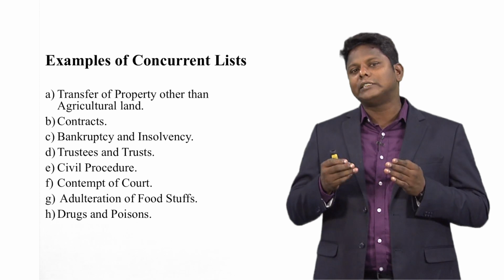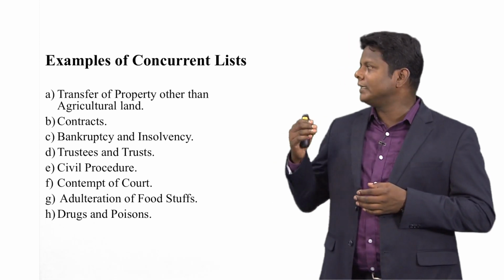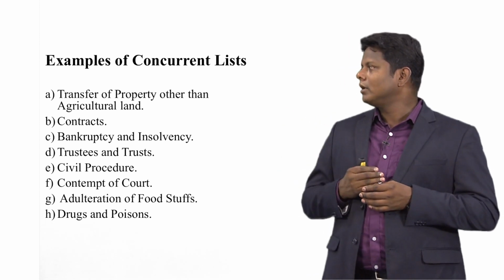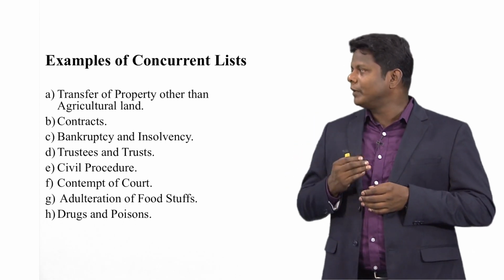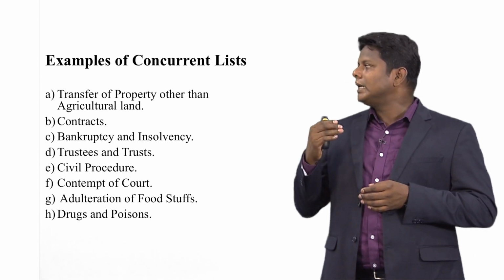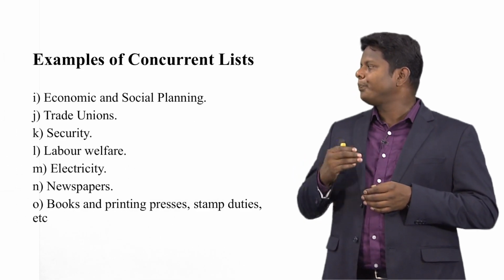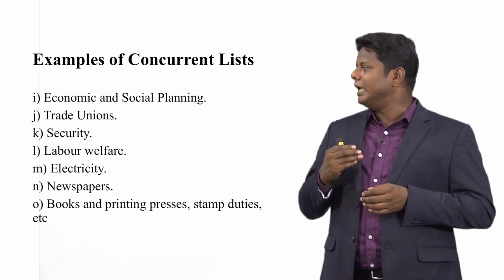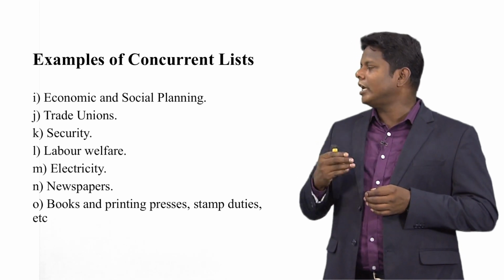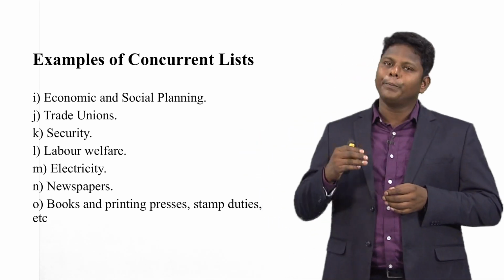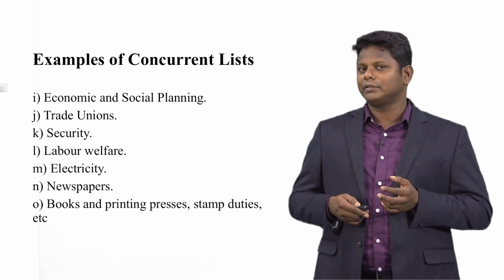Now we will discuss a few examples for the concurrent list. First is transfer of property other than agriculture land, contracts, bankruptcy and insolvency, trustees and trust, civil procedure, contempt of court, adulteration of foodstuffs, drugs and poisons, economic and social planning, trade unions, security, labor welfare, electricity, newspapers, books and printing presses, stamp duties, and so on. These all come under the concurrent list. We discussed union list, state list and concurrent list.